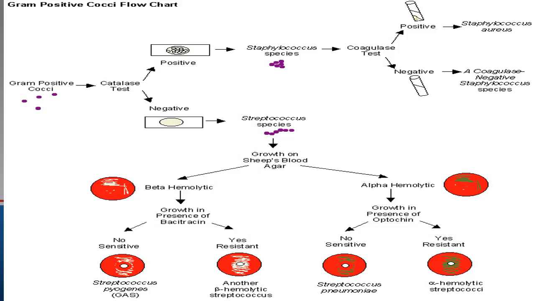Catalase negative cocci are the streptococcal group, which can also be divided according to their hemolytic effect on the blood. It may cause complete hemolysis, like Streptococcus pyogenes, group A streptococci, group B streptococci, and Streptococcus agalactiae. It may cause alpha hemolysis or partial hemolysis, like Streptococcus viridans and Streptococcus pneumoniae, or may be non-hemolytic, like Enterococcus.